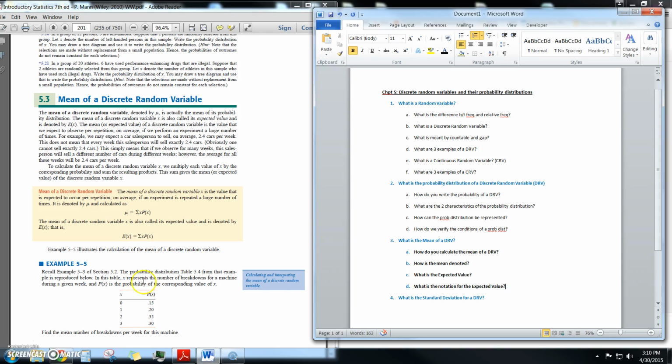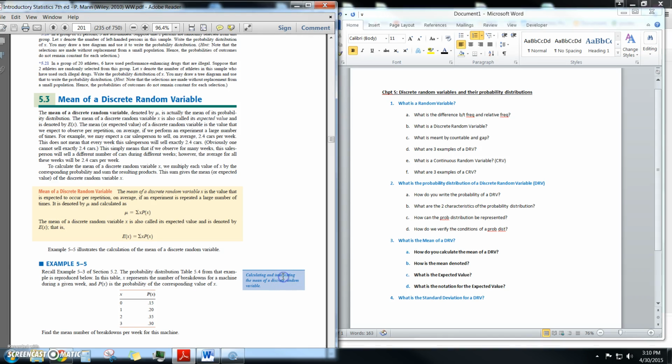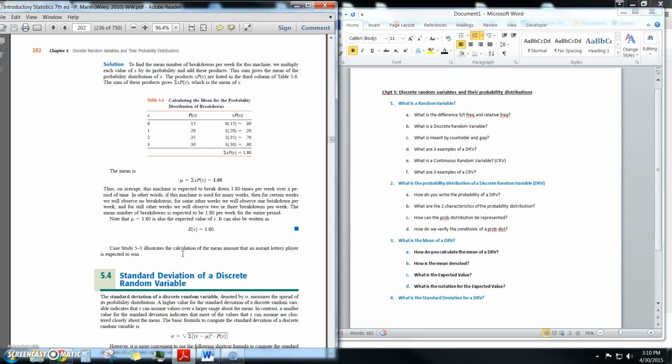Again, going through. Calculating and interpreting the mean of a discrete random variable. How do you calculate the mean? That was what is the mean, especially in math, maybe what is the mean or how to calculate the mean. It's kind of the same thing too. Here is another good word that we could use as well, interpreting. So yes, we calculate it, but what the heck does it mean? How do we interpret the mean? So these could also be excellent questions that we could be writing down. It tells us how to do it right here. It shows us exactly what it is, and then it gives us some sort of explanation of it as well.